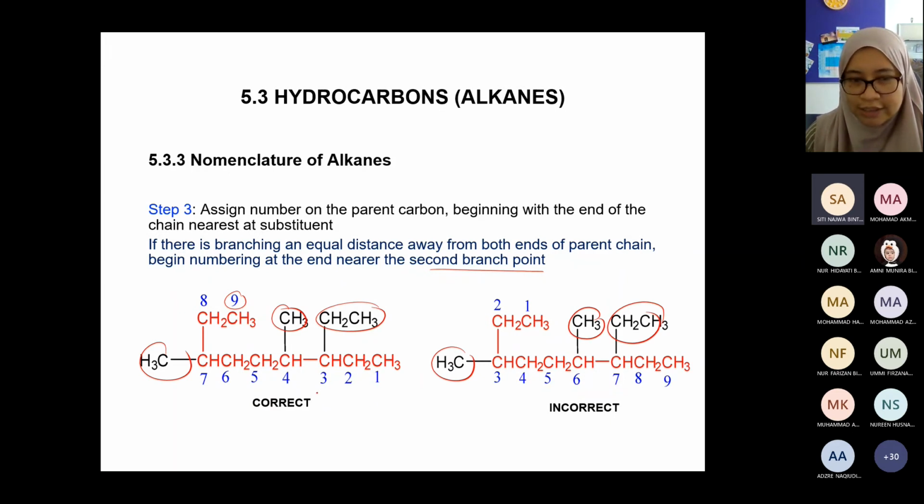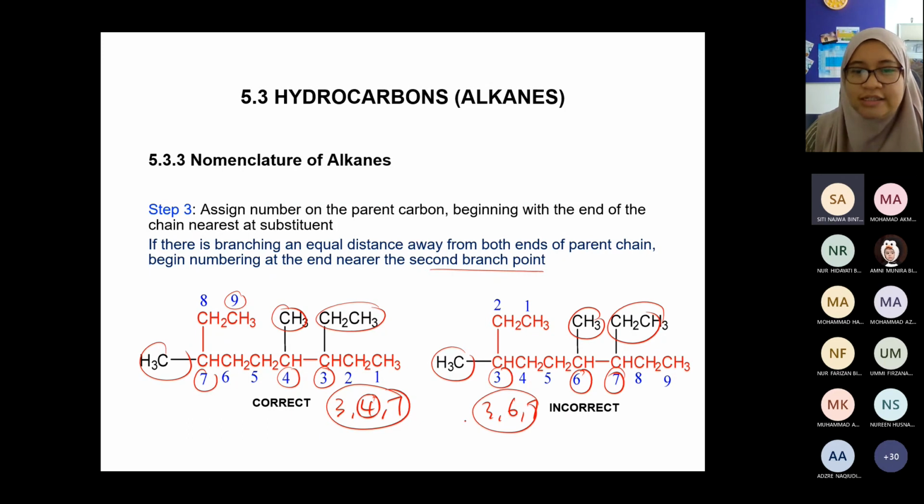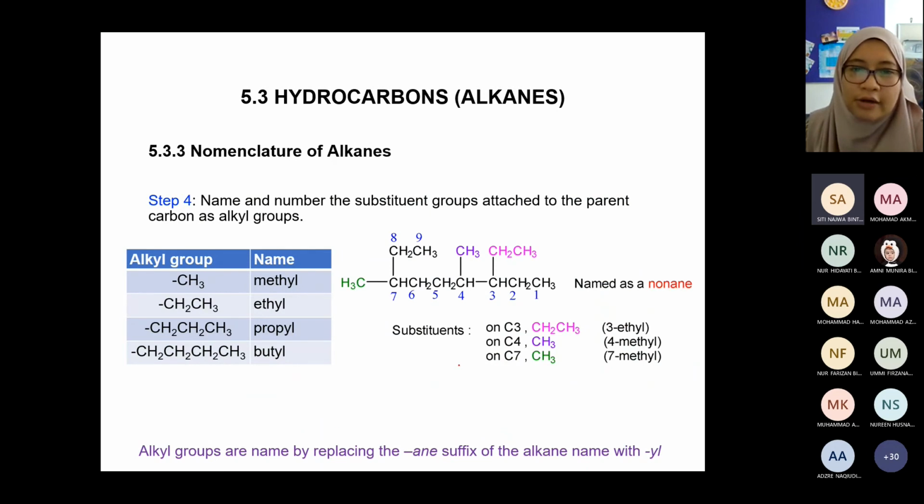So what else do we consider next? We have to consider the lowest number rule. For this one we get 3, 4 and 7, as the numbers for the branching or substituents. For this one, 3, 6, 7. So which one do you want to choose? I already said, lowest number rule. So you have to consider this one, the number 4. So this has a lower number than 3, 6, 7, which will not be considered. We will use this style. The lowest number rule. Name and number the substituent groups attached to the parent carbon as alkyl groups.